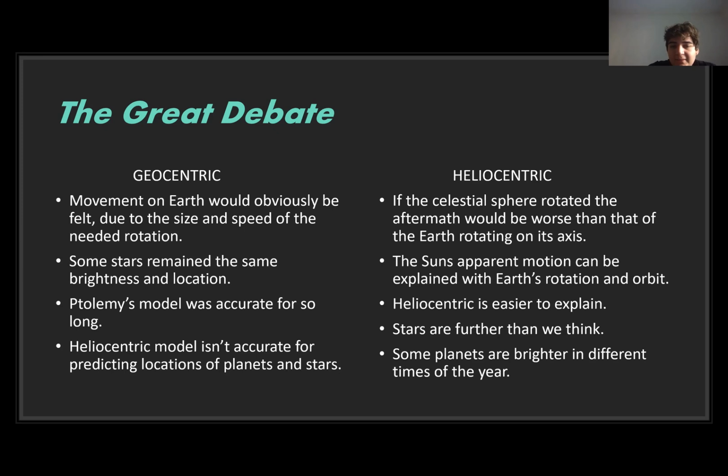Points for the heliocentric model would have been that if the celestial sphere rotated, the aftermath would have been more catastrophic due to its mass compared to Earth's mass when rotating on its axis. The sun's apparent motion can be explained with Earth's rotation in orbit. The heliocentric model is just easier to explain. It's got nice symmetry and it's pretty. They brought the idea that stars are further than we think, and some planets are brighter at different times of the year due to orbit.